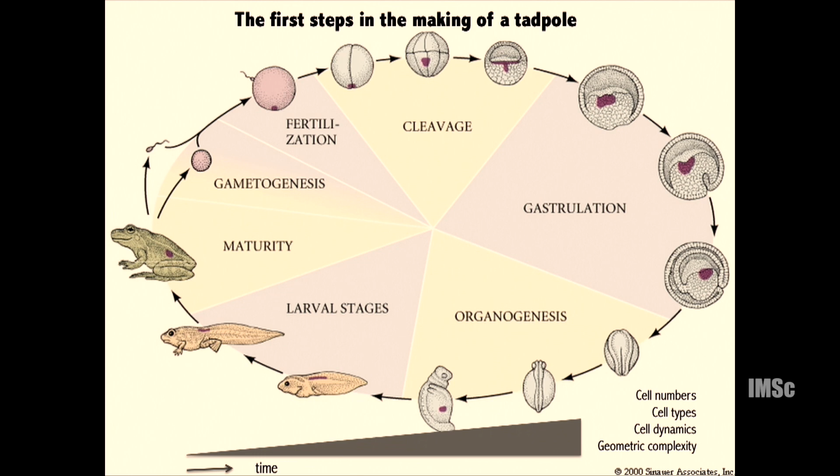So a set of features that characterize development are an increase in cell numbers, an increase in the types of cells, and if you can watch this happen in real time, you'll also see that it's accompanied by an increase in the complexity of the dynamics of individual cells that make it up, that eventually lead to geometric complexity.